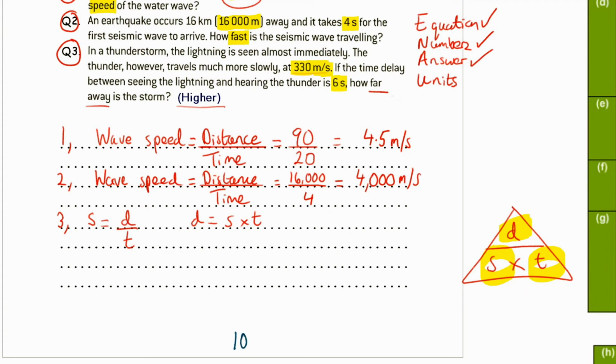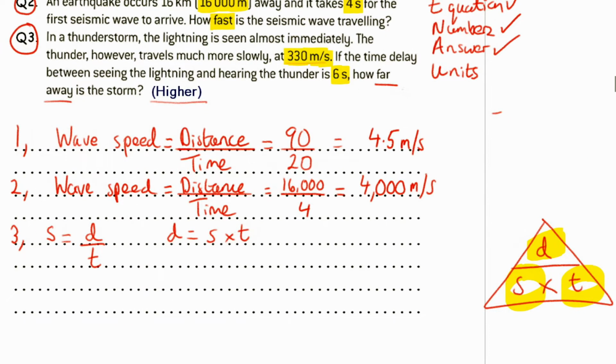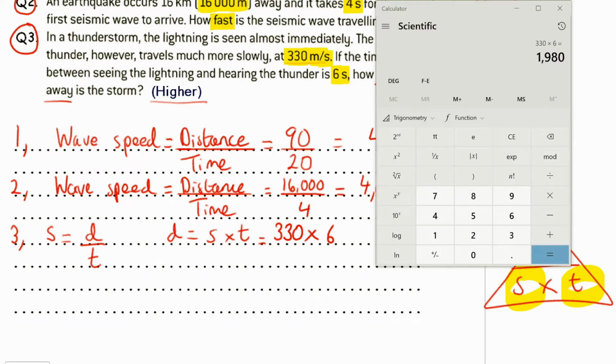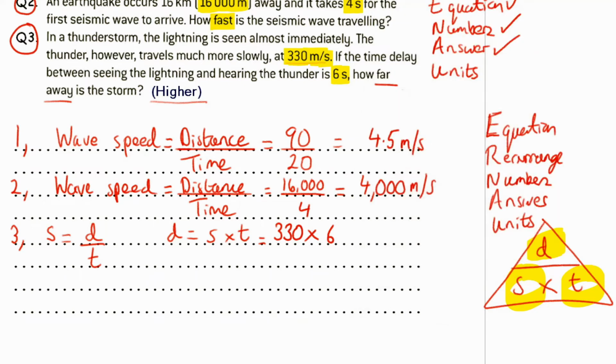So the criteria to get the full marks now becomes: equation, rearrange, numbers, answer, and units. Let's do it. Speed 330, time 6. Calculator, 330 times 6, 1980. And the units are meters.